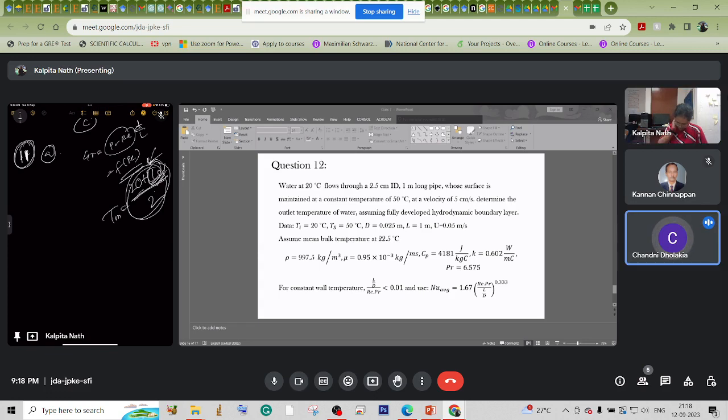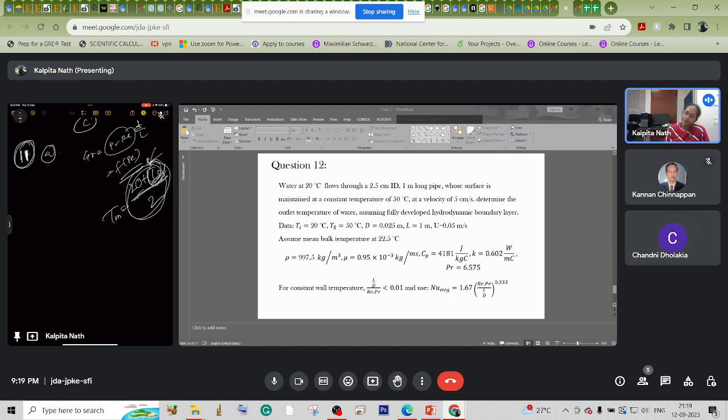Ma'am, for the energy balance, hA delta T is equal to m Cp delta T. But in hA, it will be the convective rate of cooling, right? So that will be in terms of the surface temperature of the pipe minus the mean temperature of the fluid. Yes, the mean temperature of the fluid will be the inlet temperature plus the outlet temperature, that is Ti plus T naught upon 2.